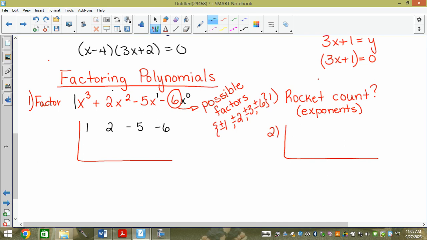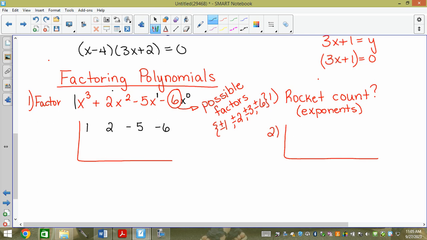And then what I would do is plug in each one sequentially and see which one gets me a remainder of 0. Because if it got me a remainder of 0, I could use it. But ultimately, what am I trying to do? I'm trying to find a factor that goes in evenly so I get a remainder of 0.